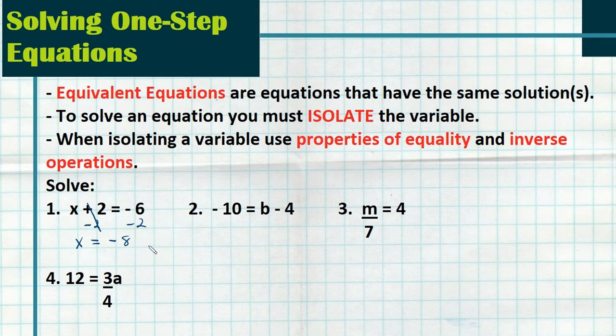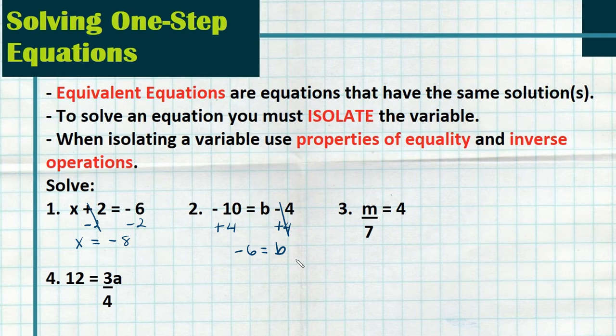We also have negative 10 equals b minus 4. So in order to isolate the b, we want to do the opposite of this negative 4. The opposite of negative 4 would be positive 4. So we're going to use the addition property of equality, which is to do plus 4 on both sides. That's going to cancel negative 4 and positive 4, and that's going to leave us with the b over here, and negative 10 plus 4 should give us negative 6.